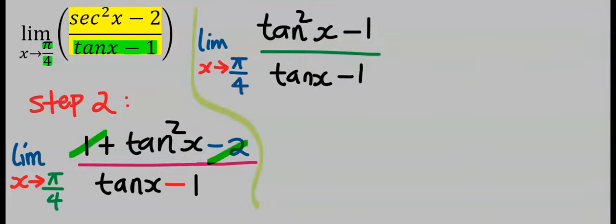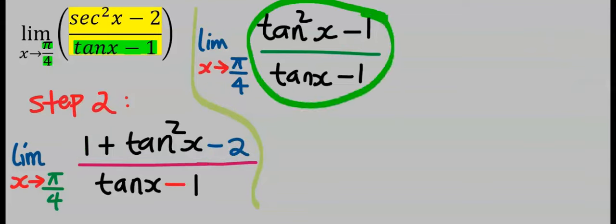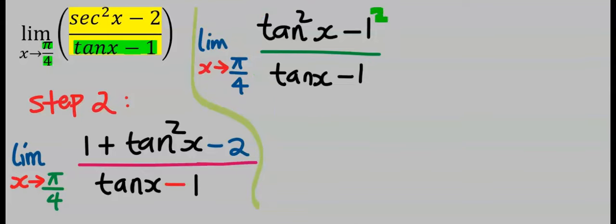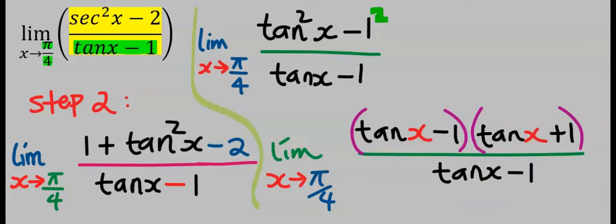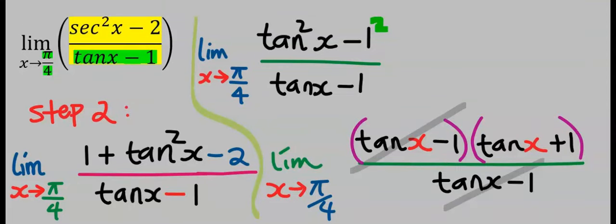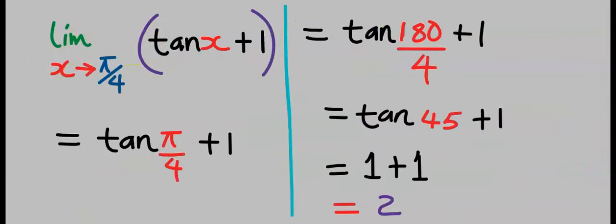1 minus 2 will give you minus 1. Next, we can apply difference of two squares to this function, because 1 squared is the same thing as 1. Applying difference of two squares, this can take away this. Next, we now take the limit of the remaining function. Taking the limit of the remaining function, our answer is 2.